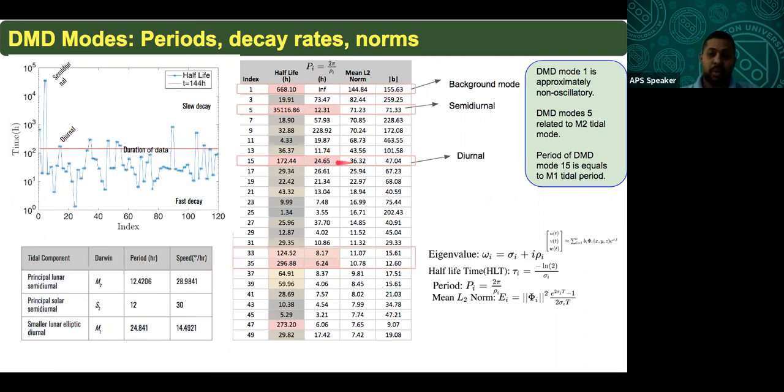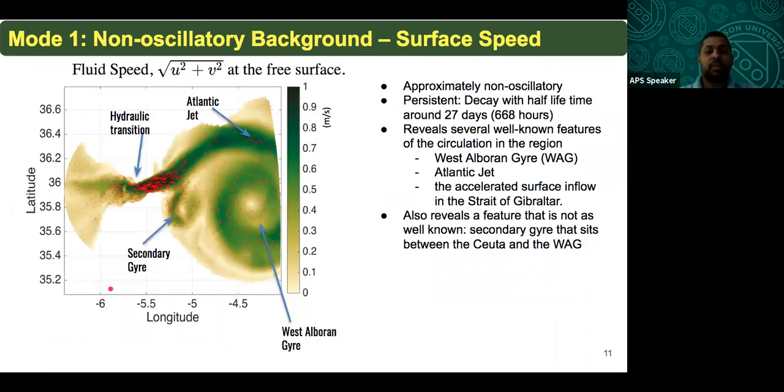The next interesting mode is the diurnal mode, which has a period of 24.65, and its half-life time is also bigger than our data set, which means it is also a persistent mode. And there are a couple of other modes we were interested in, like the harmonic of the diurnal mode and the harmonic of the semi-diurnal mode. Those also have a bigger half-life time. So let's now move on to each mode.